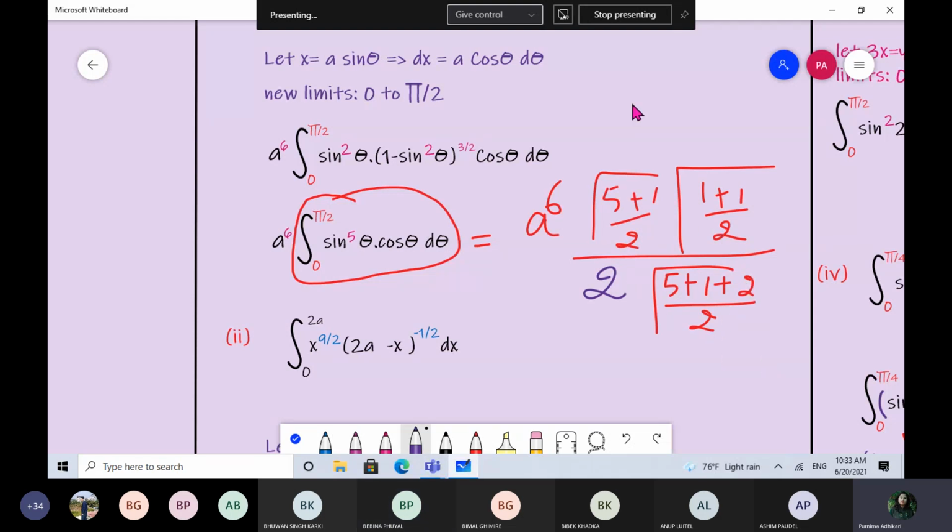So now you know how to do it after this. Okay, apply your gamma function, just simplify your gamma function. So I'm leaving it here. Is that fine? Is that okay to everyone?